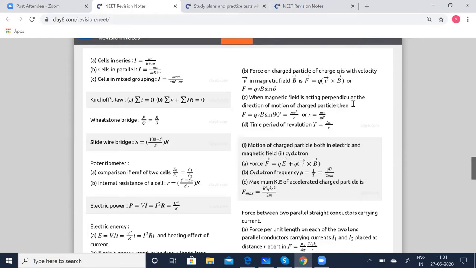When the magnetic field is acting perpendicular to the direction of motion of the charged particle, then theta is going to be 90 degrees. In that case, it is going to be QVB sine 90. You know sine 90 is 1, which is equal to mv squared by r. So remember, look into both the formulae. F is equal to QVB sine 90, which is equal to mv squared by r.